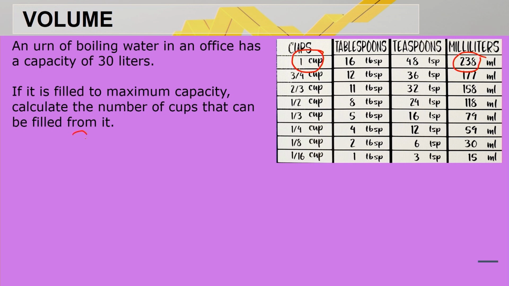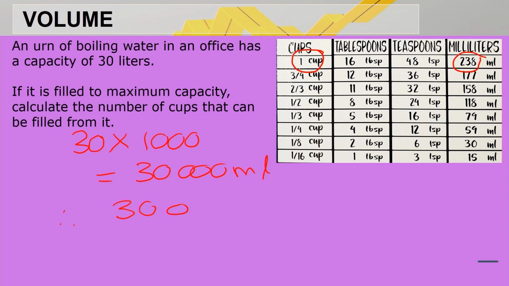So, to compare apples with apples, or in this case boiling water, the capacity to cups, we will first go and take the liters, 30 liters times 1,000 to get it into milliliters. So that is then 30,000 milliliters that we need to divide into cups. So therefore, we are going to say 30,000 divided by 238. It's given there.